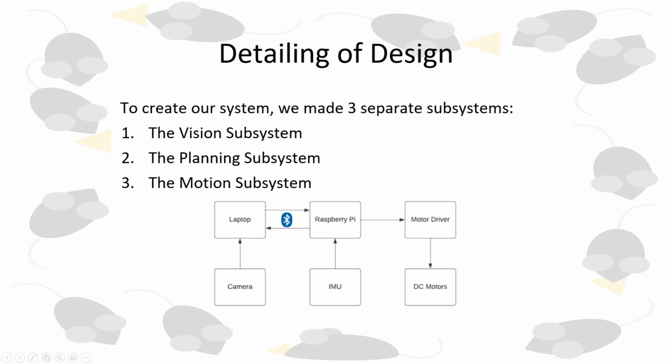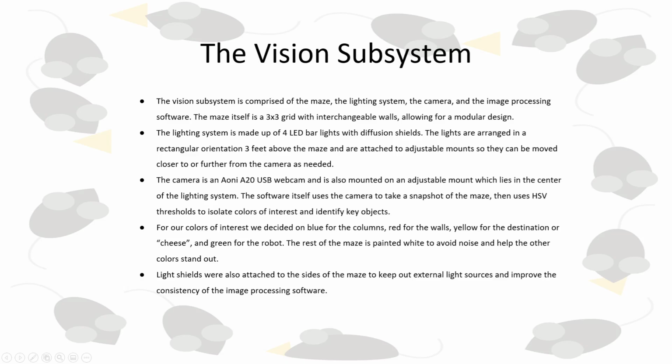For our design, we decided to go with 3 subsystems: a vision subsystem, a planning subsystem, and a motion subsystem, the components of which and their interactions can be seen in the block diagram. The vision subsystem consists of the maze, the lighting, the camera, and image processing software. The maze is a 3x3 modular grid. The lighting system is 4 diffused LED bar lights arranged in a rectangular orientation on adjustable mounts. The camera is a USB webcam, also on an adjustable mount in the center of the lighting system.